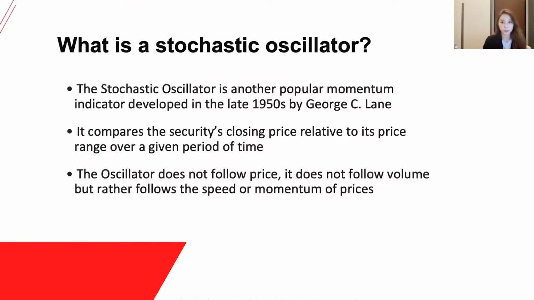So what exactly is a stochastic oscillator? Some of the background of stochastic oscillator is that it's actually a popular momentum indicator developed in the late 1950s by George Lane. We are also looking at it as comparing the security's closing price relative to its price range over a period of time. Sounds relatively close to moving average, but slightly different. The oscillator does not follow the price and it does not follow the volume, but rather follows the speed or the momentum of the price. So that's one point that is very, very different from moving average.